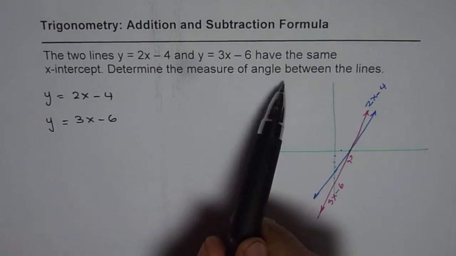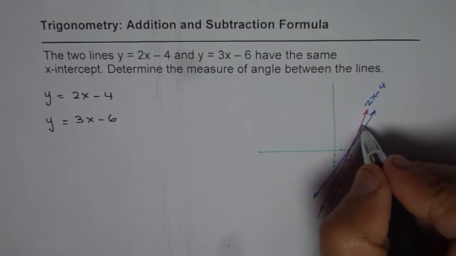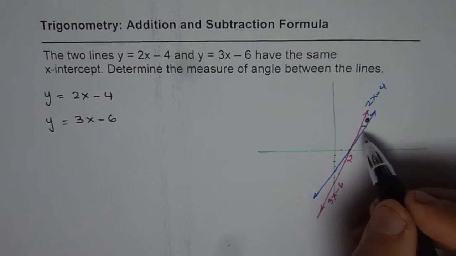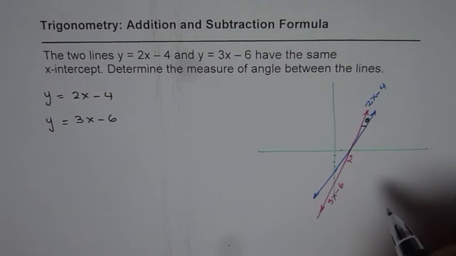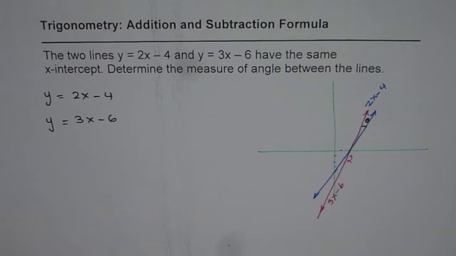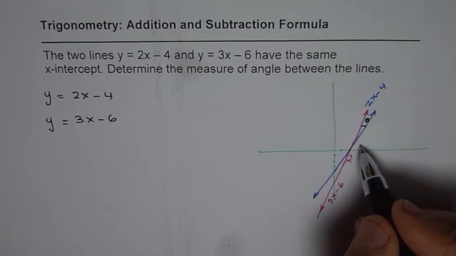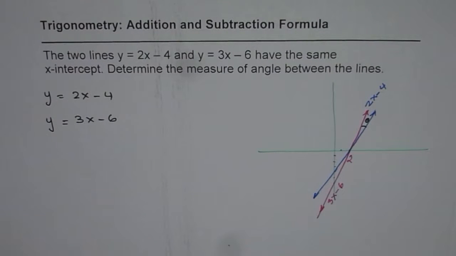Determine the measure of the angle between the lines. That means we need to find what this angle is. Let me call this angle theta. So we need to find that angle. How are you going to find it? That is the question. Now in lines, it is very important to understand that slope is related to tan theta.